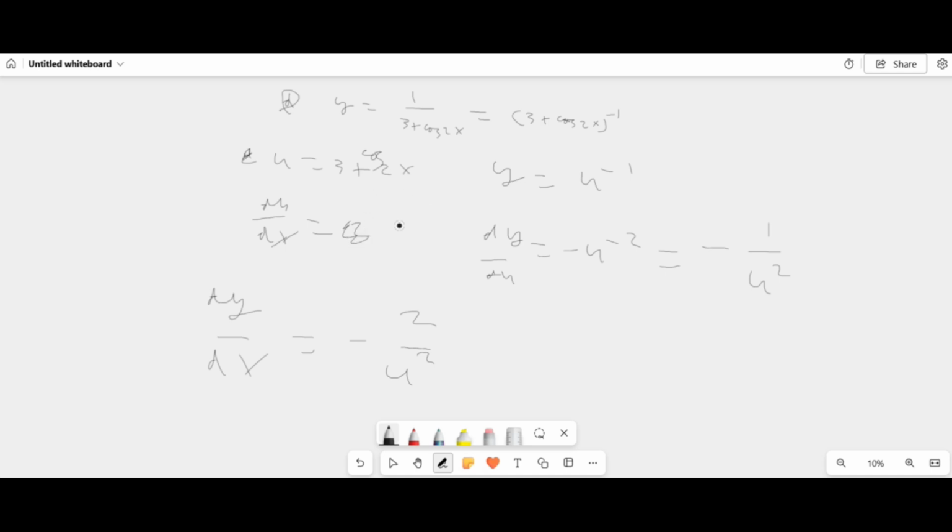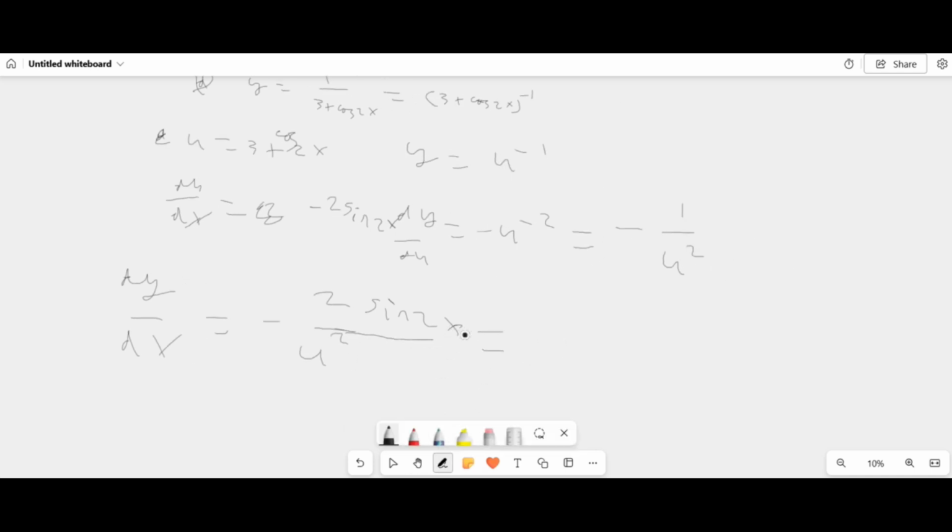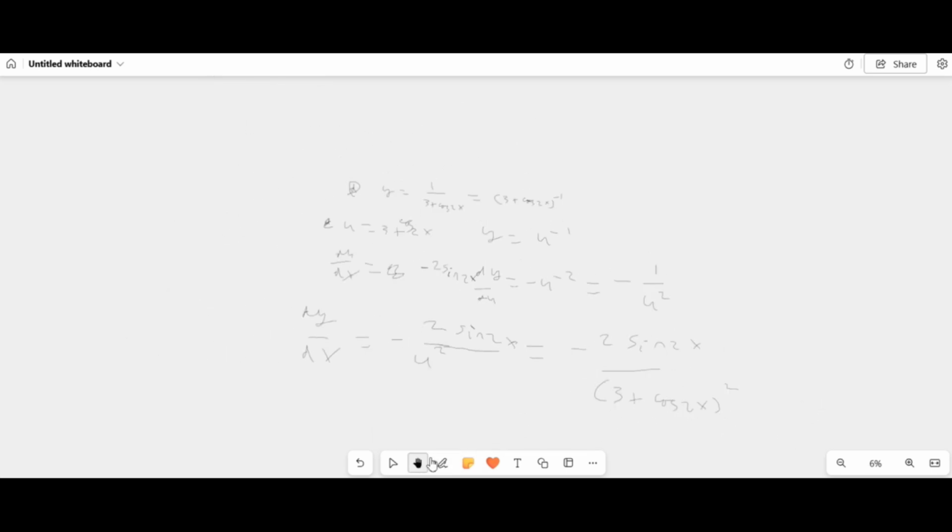Cos 2x differentiated is minus 2 sine 2x. So that's there. And now times them together, that's going to be minus 2 sine 2x over u squared. And obviously u squared is just u squared, it's equal to 3 plus cos 2x all squared. So that's minus 2 sine 2x over 3 plus cos 2x squared.